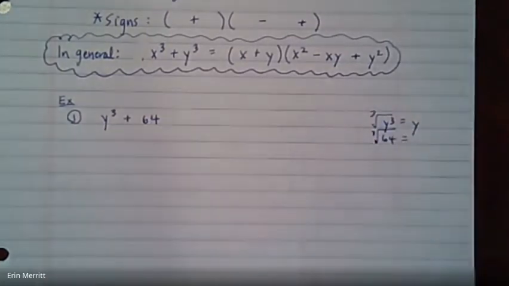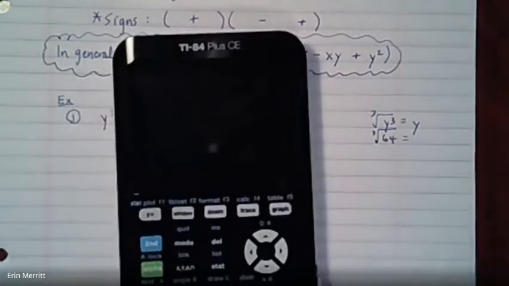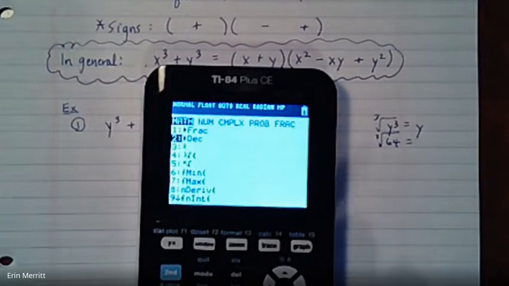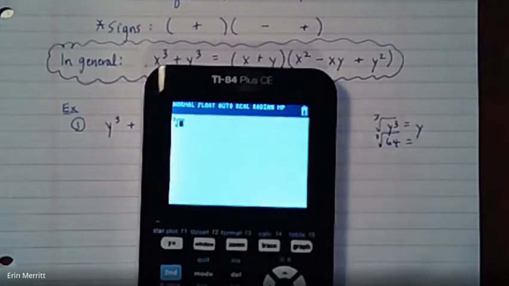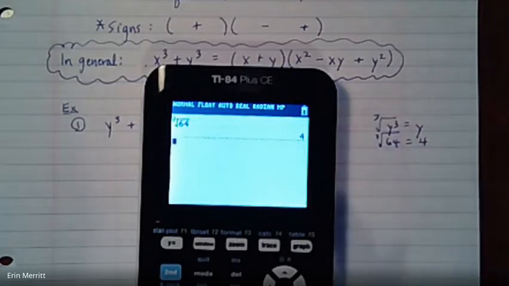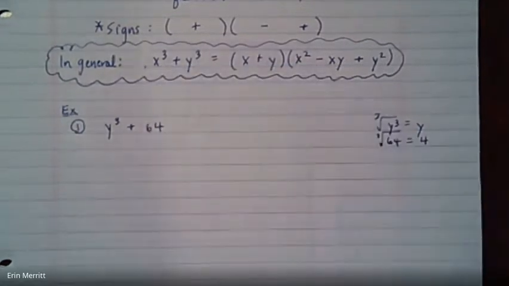If you're not sure, grab your calculator. As a little reminder, it's helpful to know where that cube root button is. It's under the math key, and then go down to choice 4. So the cube root of 64 comes out to be 4, because that literally means 4 times 4 times 4. That gives us 64.